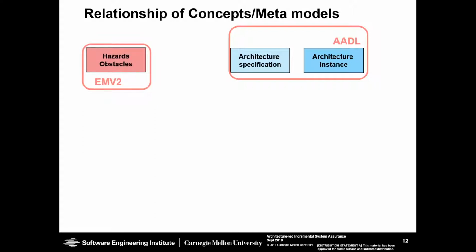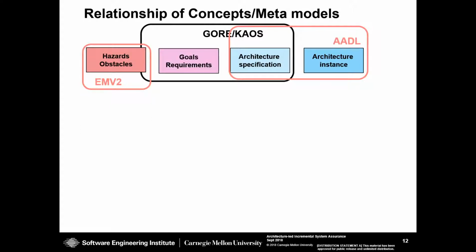We have hazard specification and obstacles. Traditionally, those were done by HAZOP type of activities. We can record those with the EMV2. In terms of requirements and goals, there have been notations like goal-oriented requirements engineering through KAOS. Those notations, since they were not done in the context of an architecture model, included architecture information as part of the requirement specification notation.